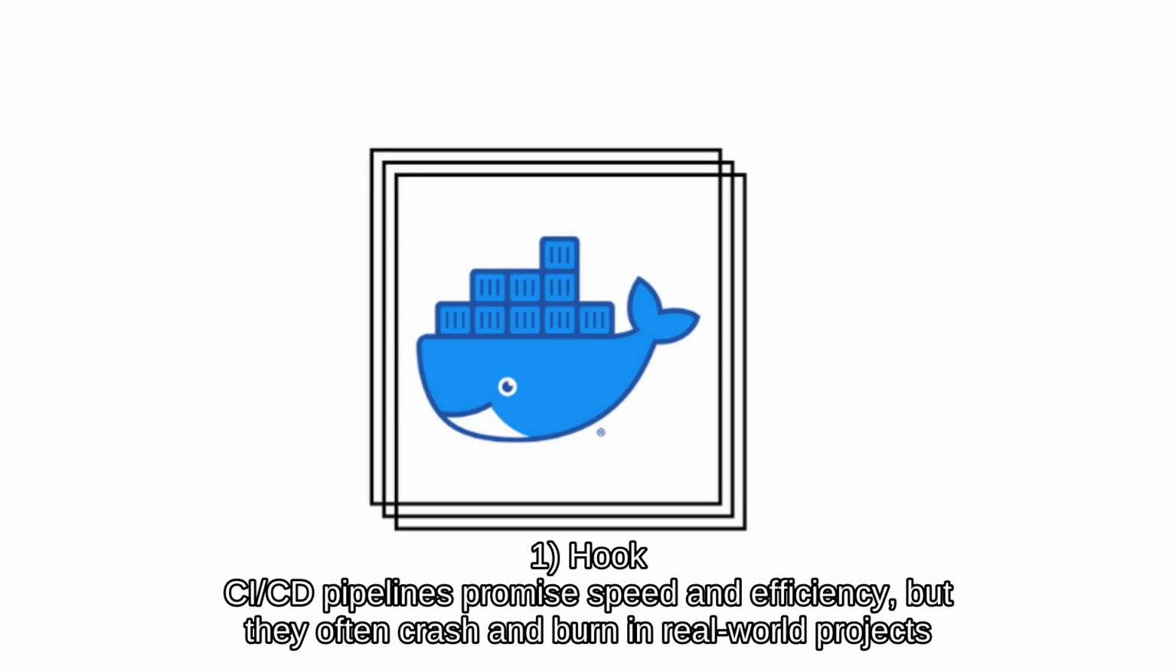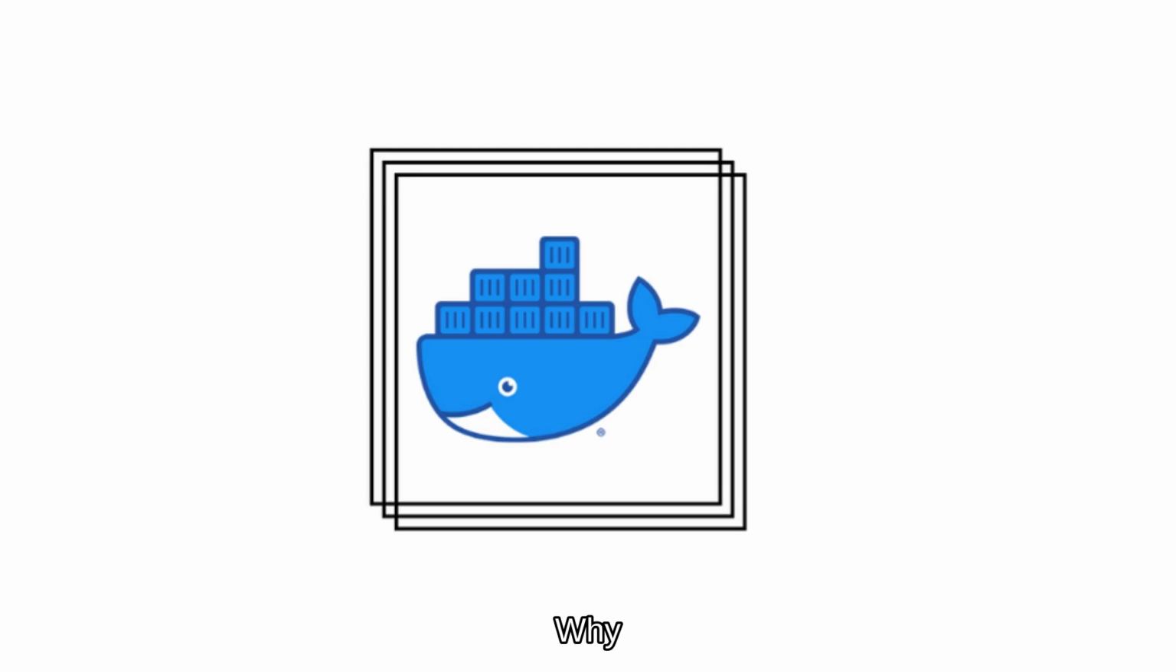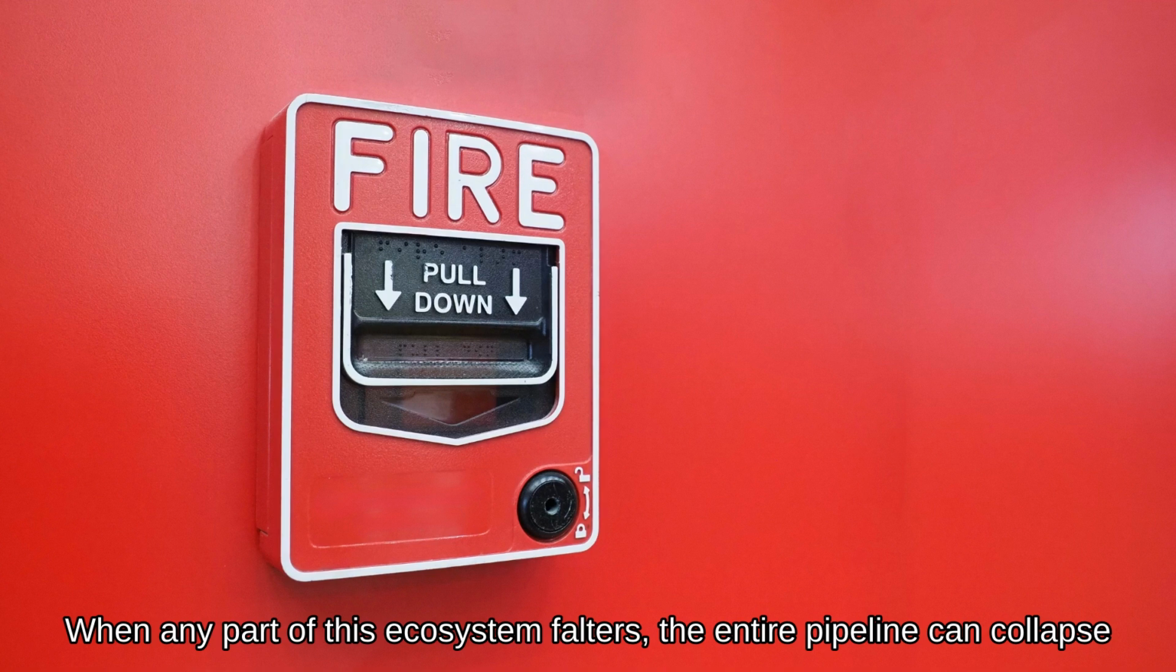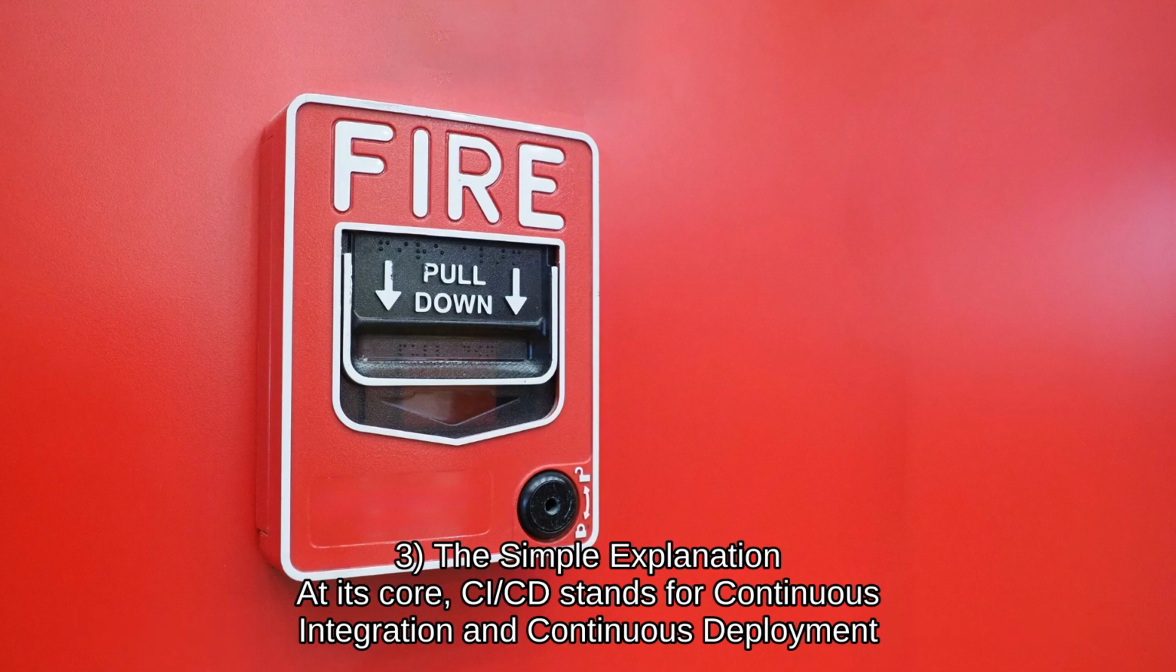CI/CD pipelines promise speed and efficiency, but they often crash and burn in real-world projects. Why? Let's uncover the hidden reasons behind their failures and how you can ensure success from day one. When any part of this ecosystem falters, the entire pipeline can collapse.